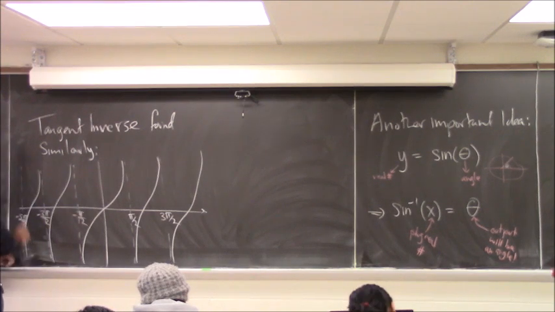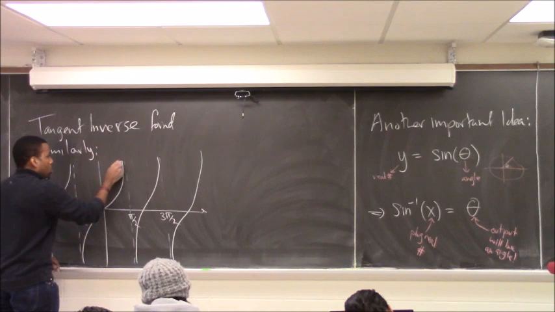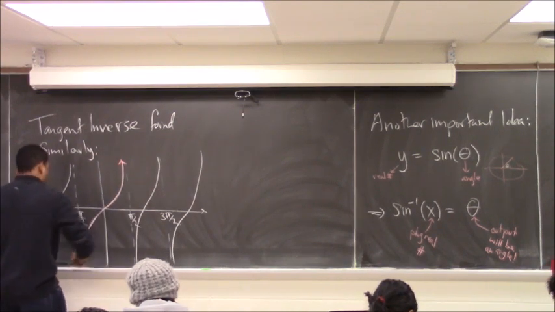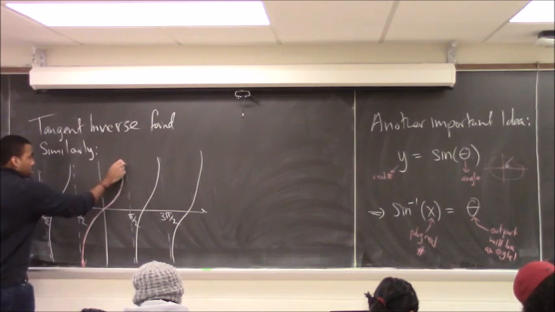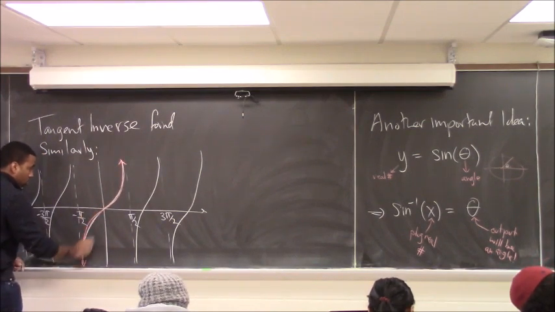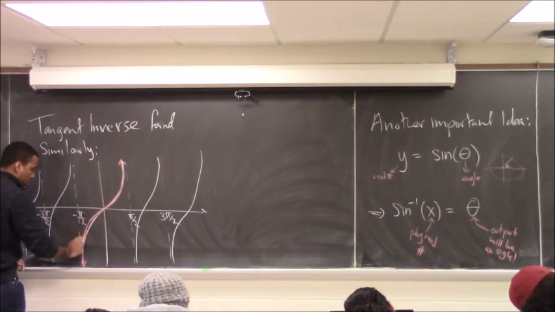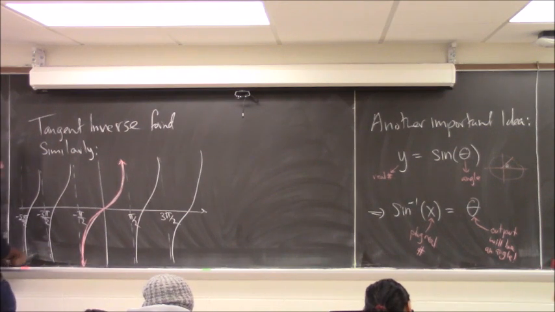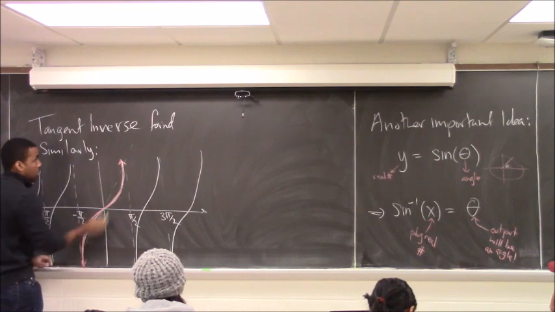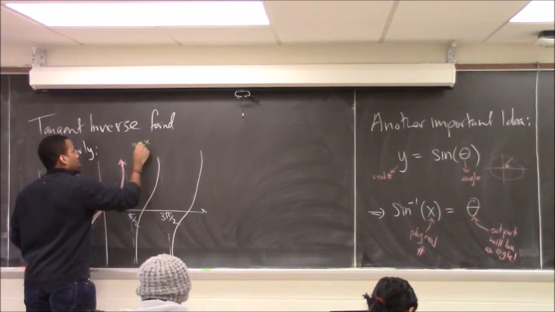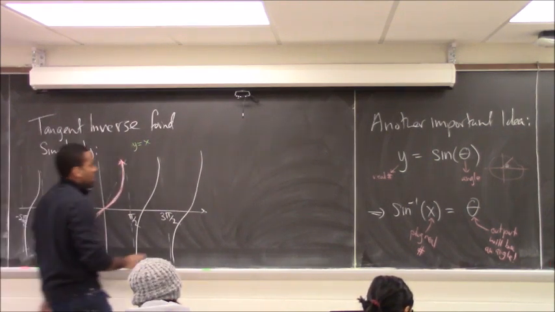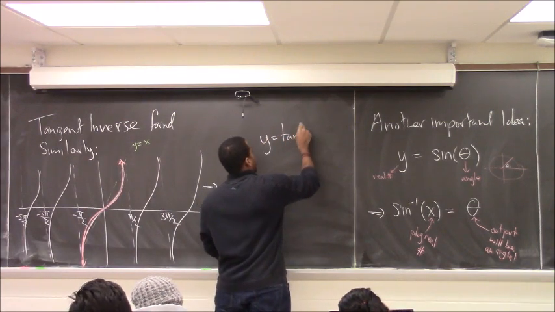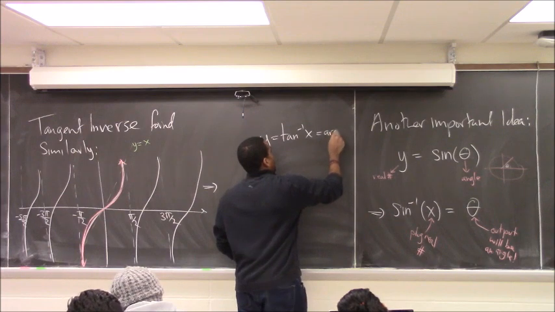Now for this one, obviously that doesn't pass the horizontal line test. We just take the middle one. So look at this guy here. So this right here. We ignore all the other branches, and we're going to just reflect in the line y equals x. And ultimately that leads you to this graph, y equals tan inverse, might call arctan.